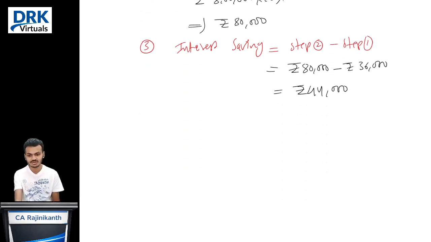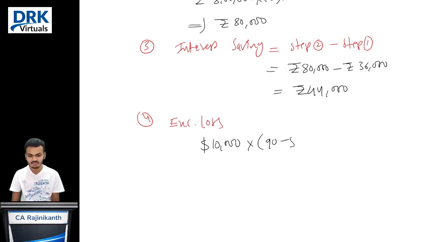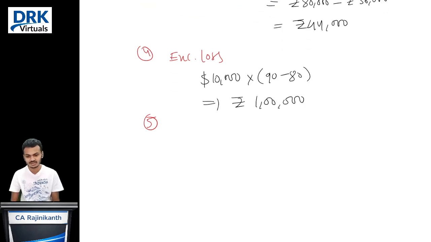In the next step, calculate the exchange loss. How to calculate? Dollars 10,000 into 90 minus 80. This becomes rupees 1 lakh. Right? Our next step is to determine the exchange loss to be capitalized. Correct?